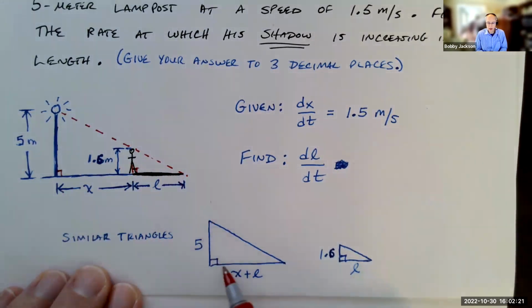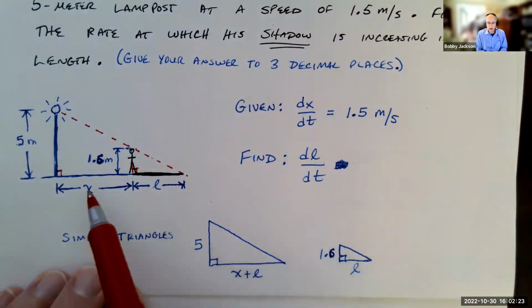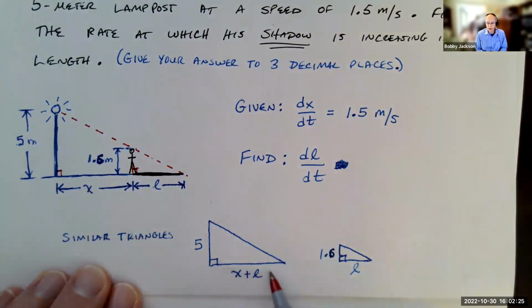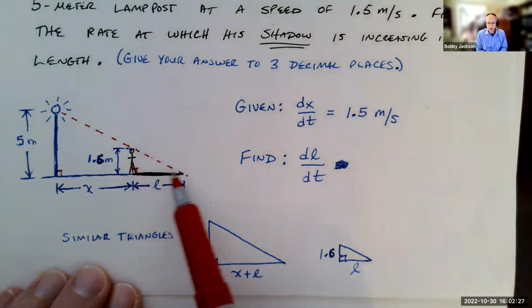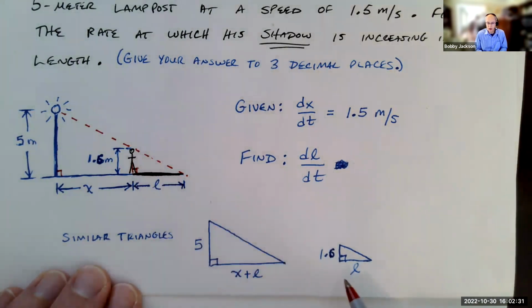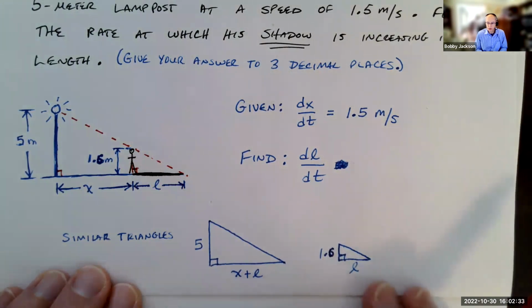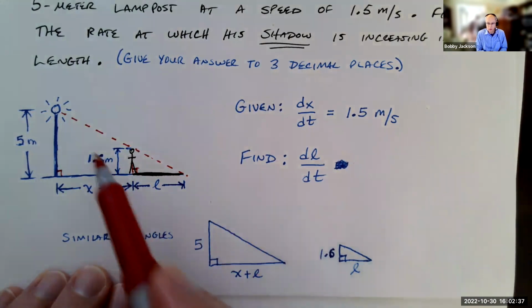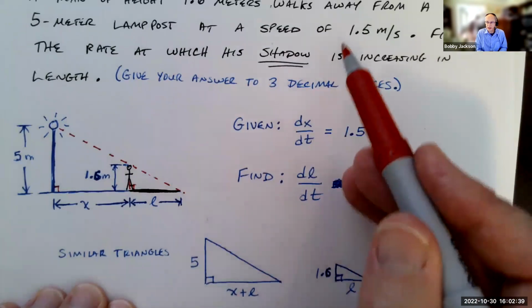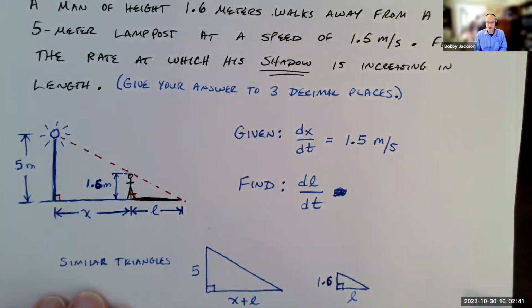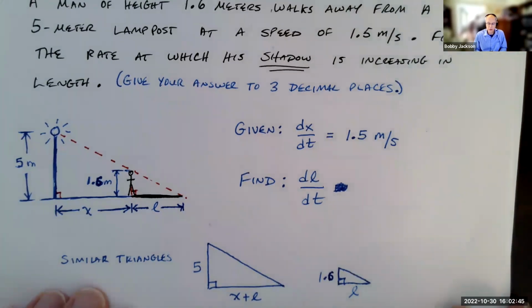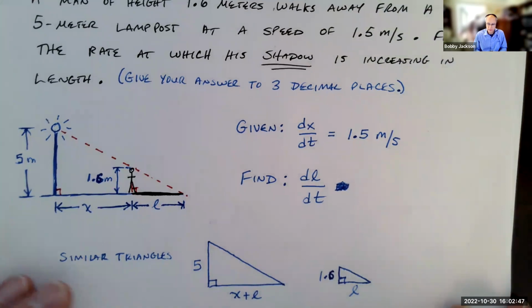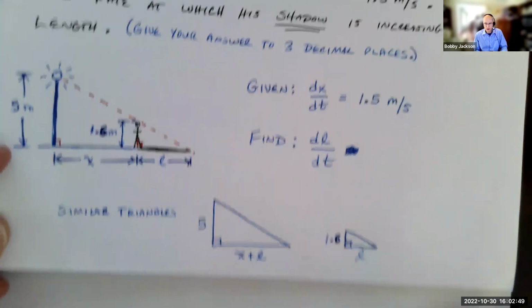So the height was 5, and all the way was going to be what? X plus L together, right? The smaller triangle here, we've got height of 1.6 and then L. I folded my paper here because I did the whole problem. Instead of 1.6 here, I put 1.5. It's kind of easy to get confused, so make sure you read the question carefully before proceeding to go through the problem. Okay, so what do we do with this information?